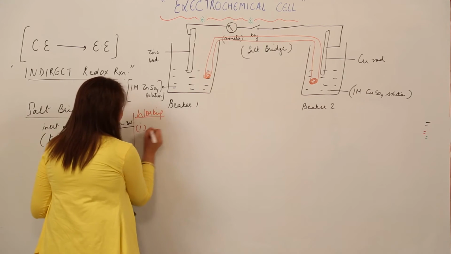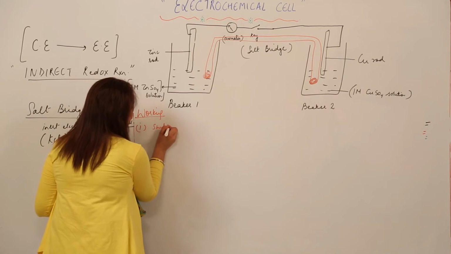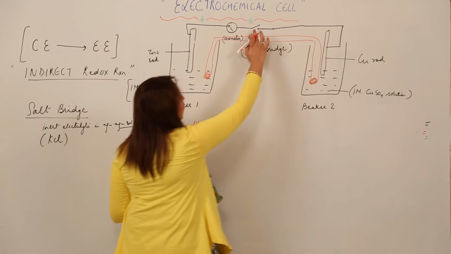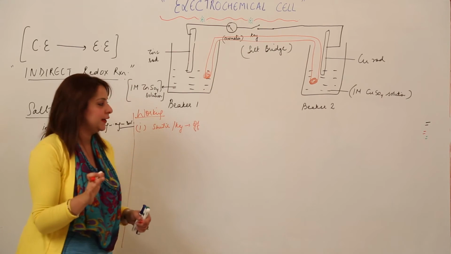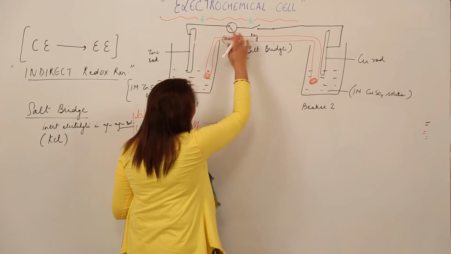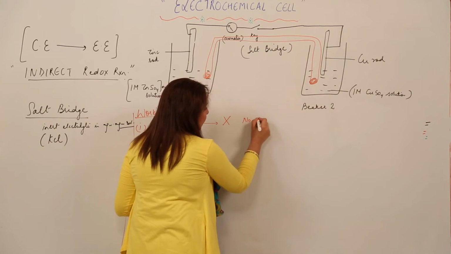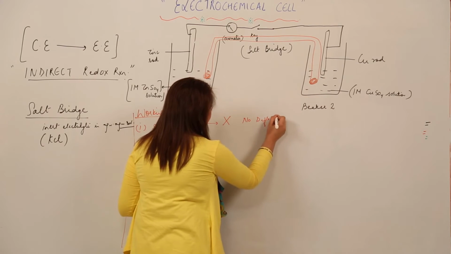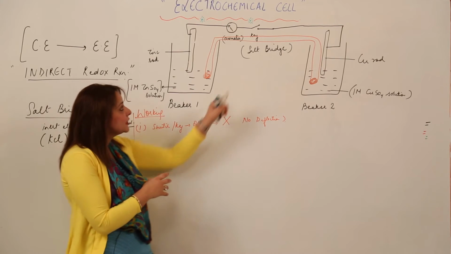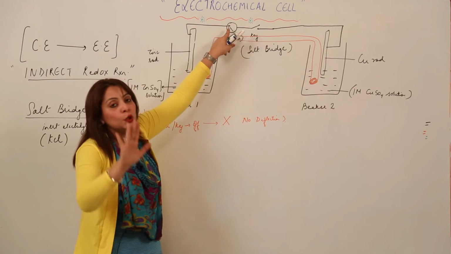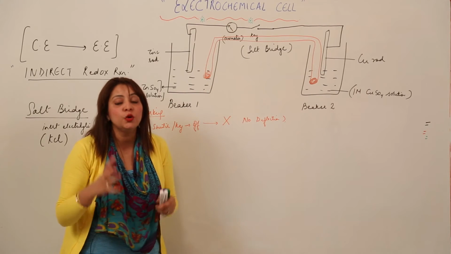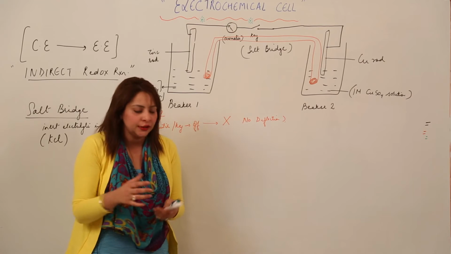So initially, when the switch, or you can say key, is off, like this, there is no connection between the wires, then what we get to see is nothing. There is no deflection produced in the ammeter. That means nothing happened, right? So when this key is open, we see no deflection in the ammeter, indicating that there is no production of electric energy, no conversion of chemical energy into electric energy, right?